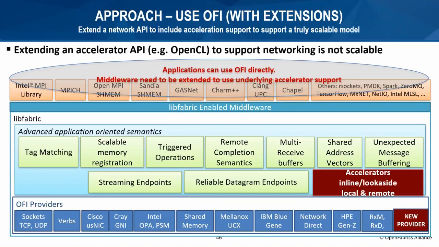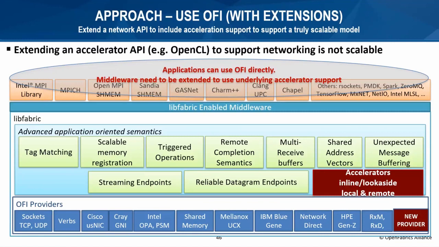And in this context, the OpenCL model uses FPGAs. It allows kernel pipelining. You can do kernel-to-kernel communication between FPGAs, but it's not really a scalable solution. It's probably more logical to take a network API and use it for supporting acceleration, which means that you can get a truly scalable model. So with this approach, the OFI would have certain extensions that we are going to be talking about.